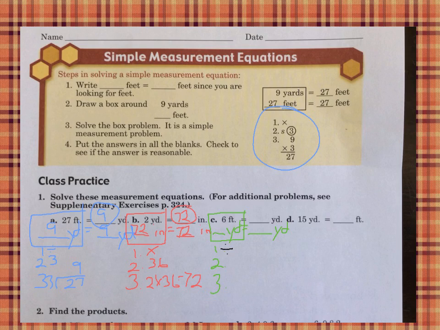What's your special number? What do you think of when you have feet and yards? You think of 3 because there's 3 feet in a yard. And now we do our 6 divided by 3. It's going to be 2. And so our answer will be 2.